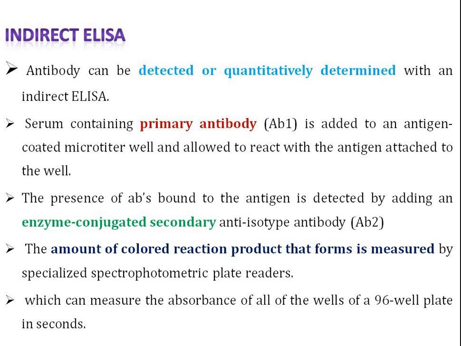Finally they add the enzyme conjugated antibody which is specific for the primary antibody, the human antibody. The secondary antibody is the antibody specific for the human antibody, so it can bind with human immunoglobulin. Then you add the substrate, and the substrate binds with the specific enzymes.